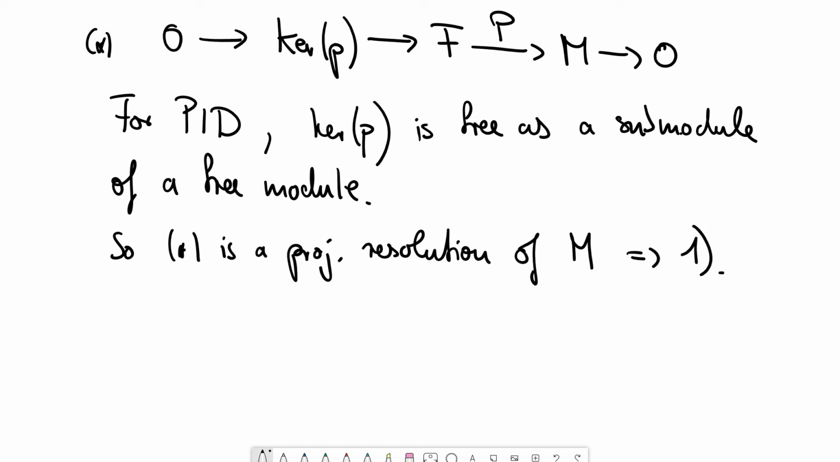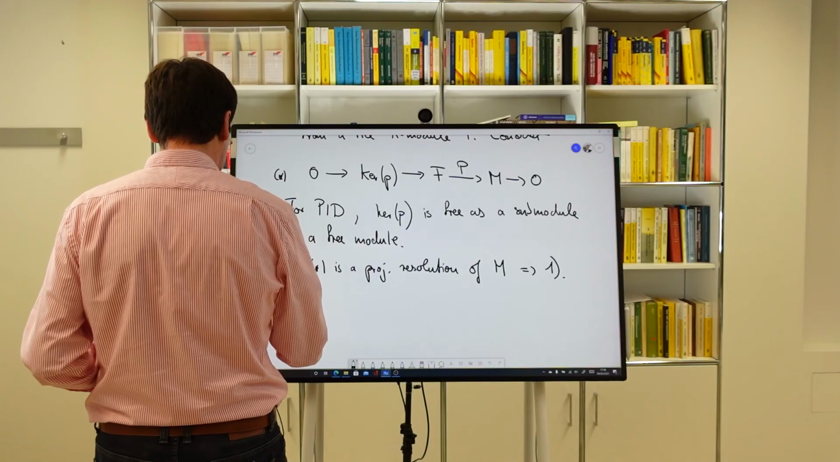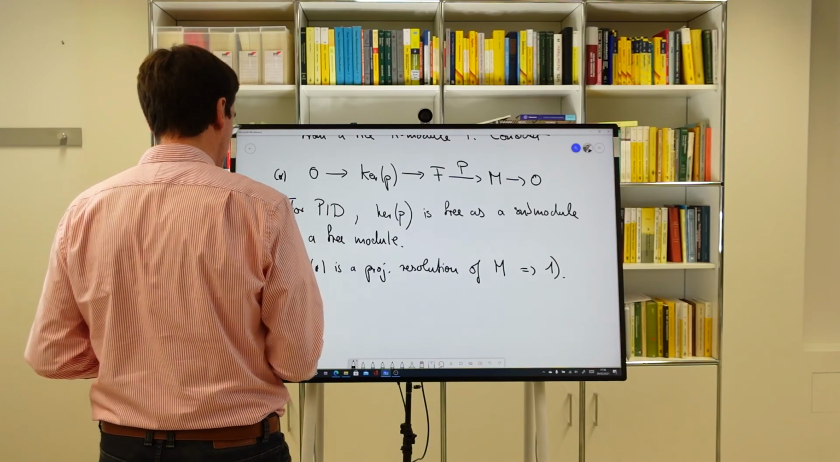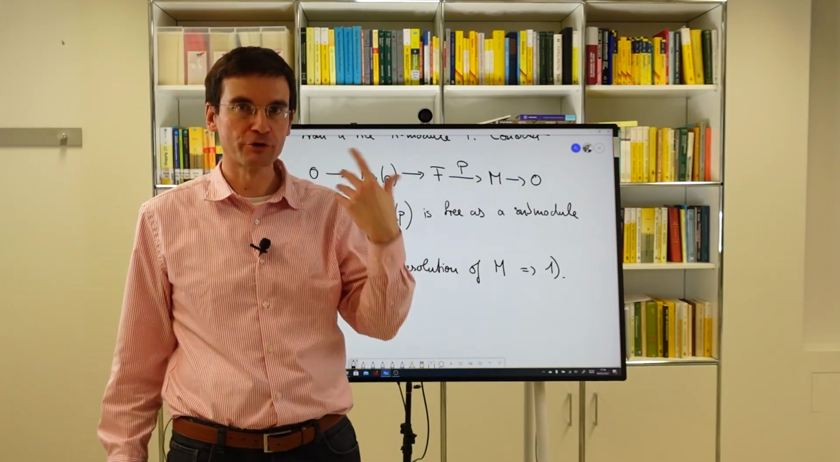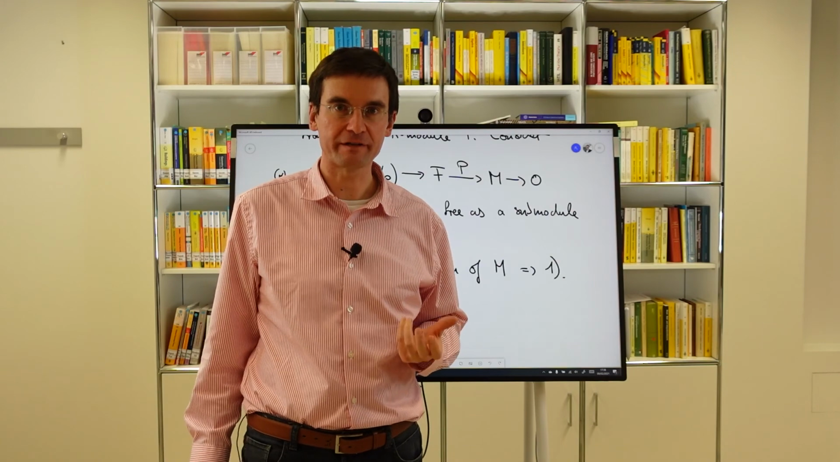And this implies the first statement. What about the second statement? The second statement, to remind you, was about the fact that the Tor term only depends on the torsion submodules in the case of finitely generated R modules.